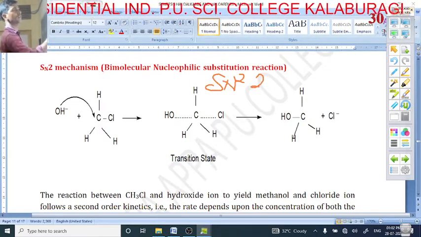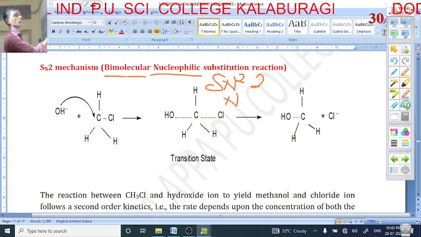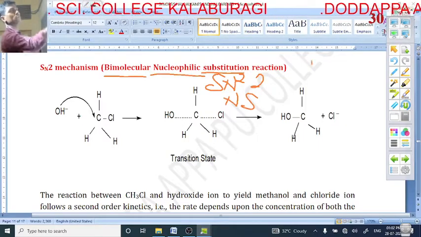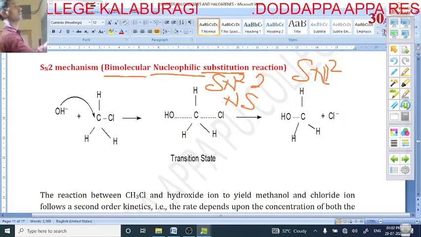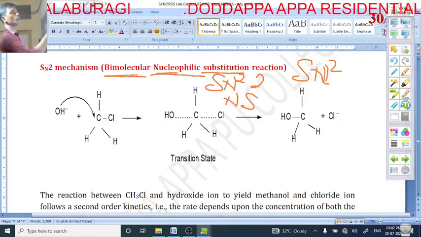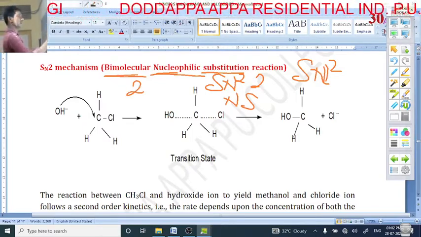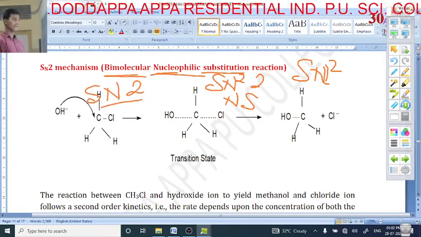SN2. What does 2 mean? 2 means bimolecular. N means nucleophilic. S stands for substitution. This is the SN2 reaction. The SN2 reaction is nothing but a bimolecular reaction. 2 stands for bimolecular, N stands for nucleophilic, and S stands for substitution. It is called the SN2 reaction.